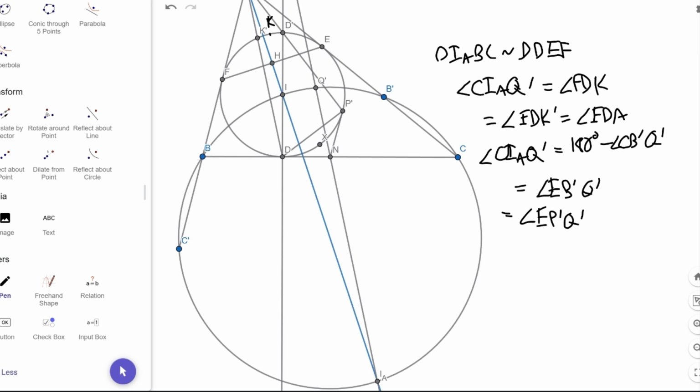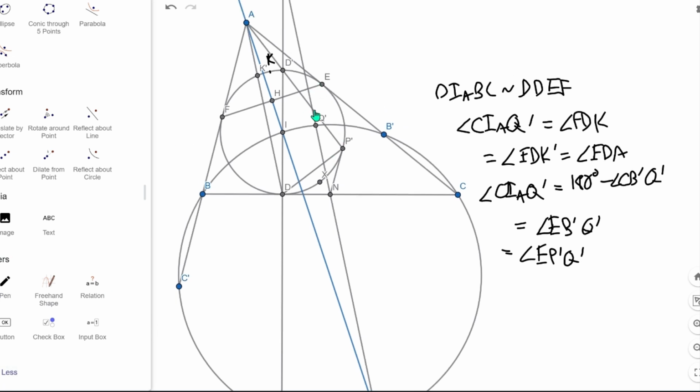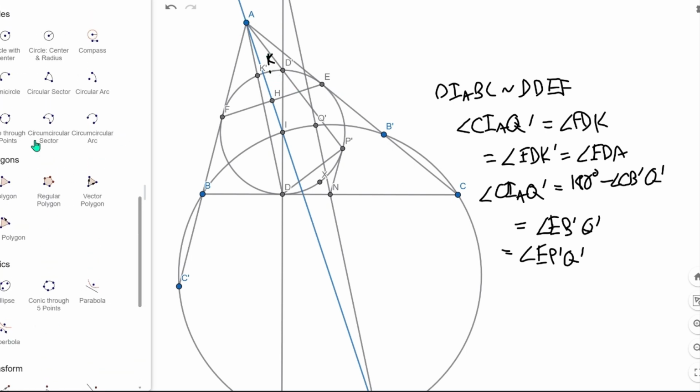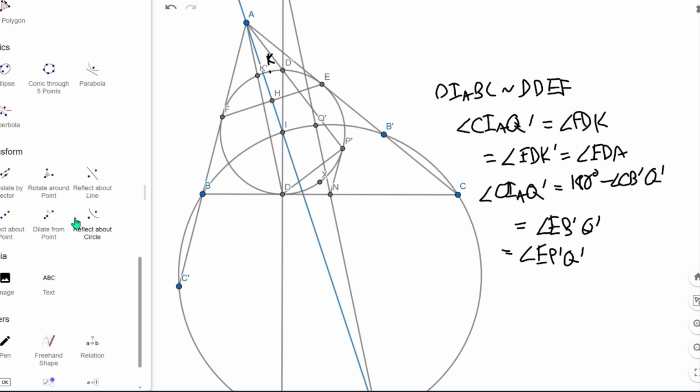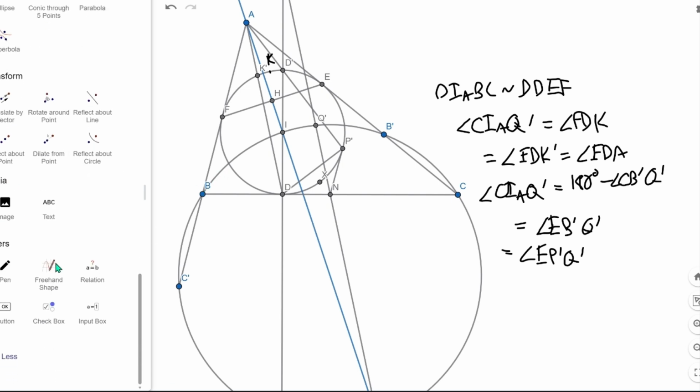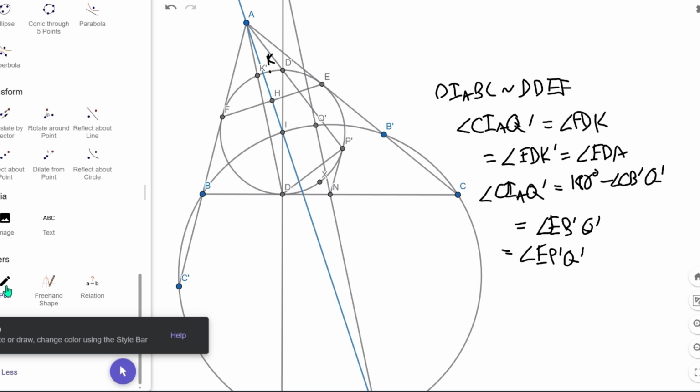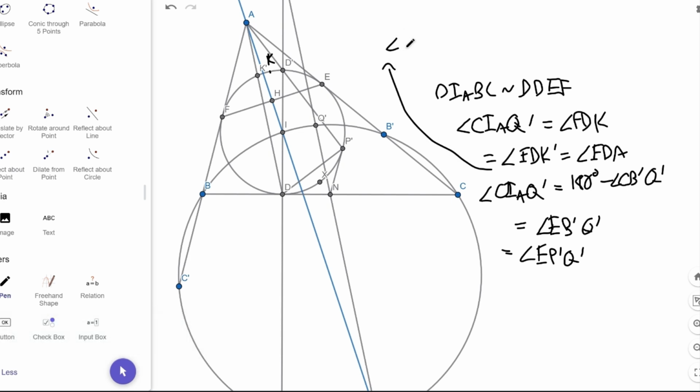So this is very, very good news because we finally involved the line P prime Q prime. And now let's see what we can do with EDA, which is up here. So EDA. And as I said earlier, we know that this is also EDK prime. And EDK prime here is also equal to EP prime K prime. So therefore, we have deduced that angle EP prime K prime is angle EP prime Q prime, which means that the points P prime, Q prime, and K prime are collinear.